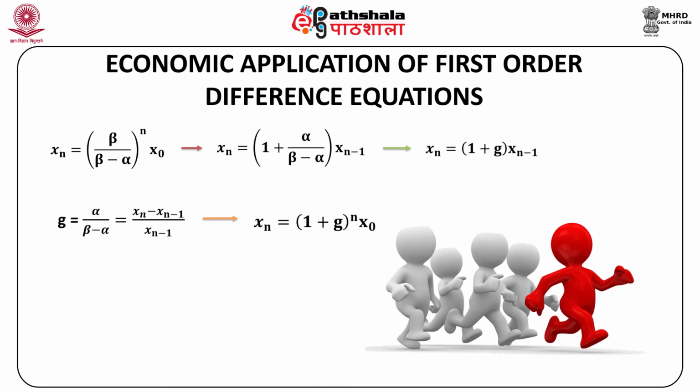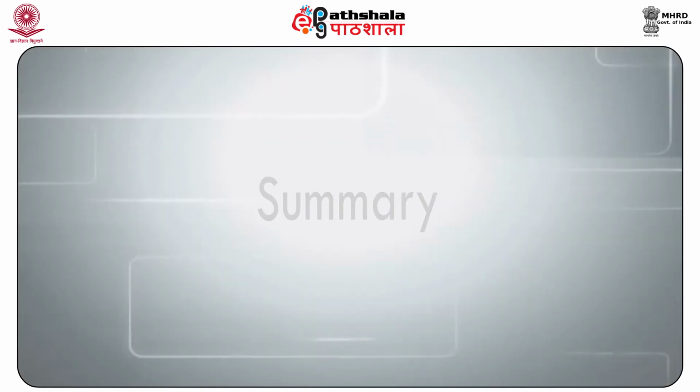Also, equation 11 can be written as xn is equal to (1 plus alpha divided by beta minus alpha) into xn minus 1, or xn is equal to (1 plus g) into xn minus 1, where g is equal to alpha divided by (beta minus alpha), which is equal to (xn minus xn minus 1) over xn minus 1, which is a constant proportional growth. And so the solution can be rewritten as xn is equal to (1 plus g) raised to the power of n x0.